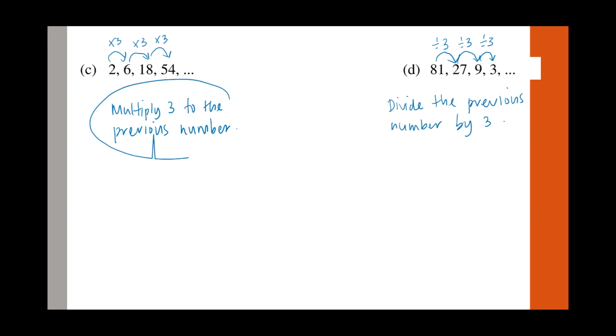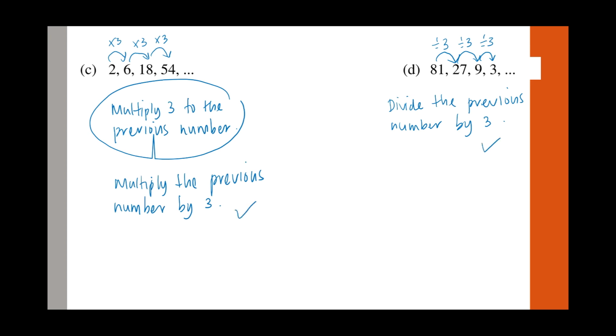Same with the multiplication over here. You can change it, becomes multiply the previous number by 3, so that it sounds better. Okay, when you compare multiply 3 to the previous number and multiply the previous number by 3, which one is better? First or second? Second one better, right? So do it this way.